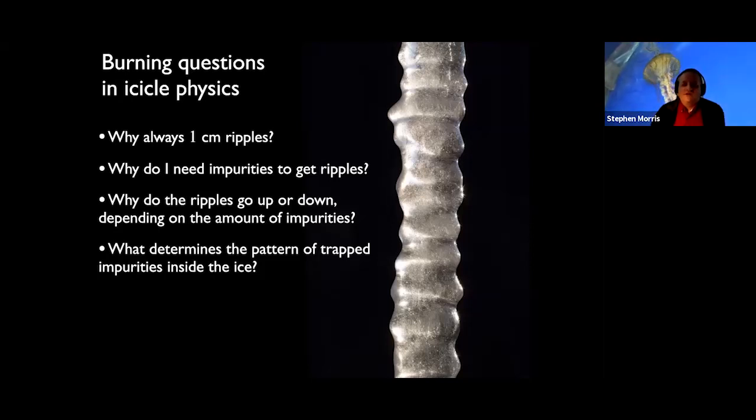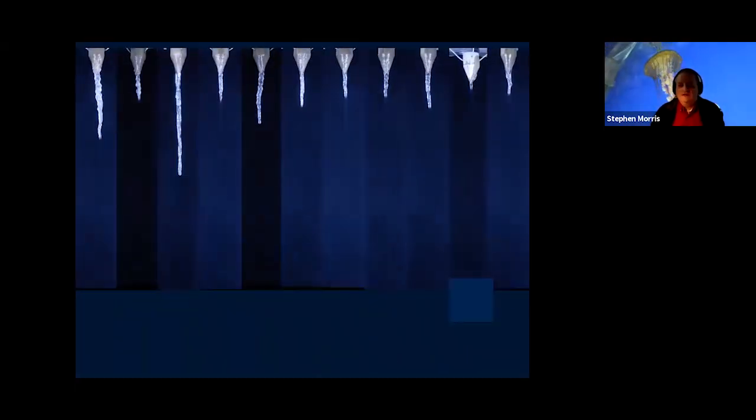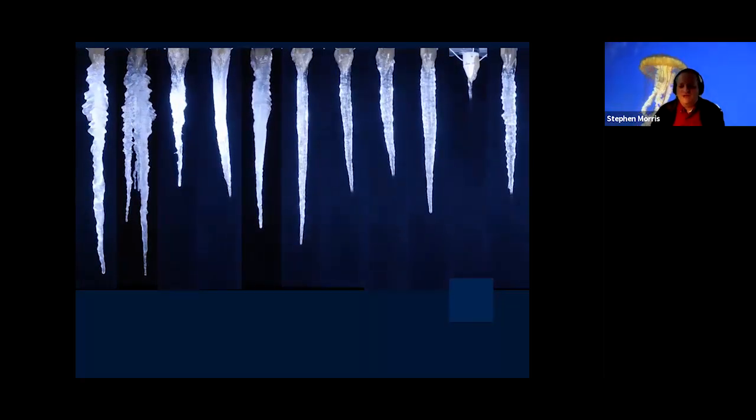And why did all these phenomena happen? Like, why do the ripples go up or down depending on the amount of impurities? And what determines the pattern of trapped impurities inside the ice after the ice has formed? We don't know the answer to any of these questions. Theory completely fails to answer any of these questions. I've made a lot of movies and pictures of the icicle, so I'm enjoying myself, but I still don't know why any of this happens.